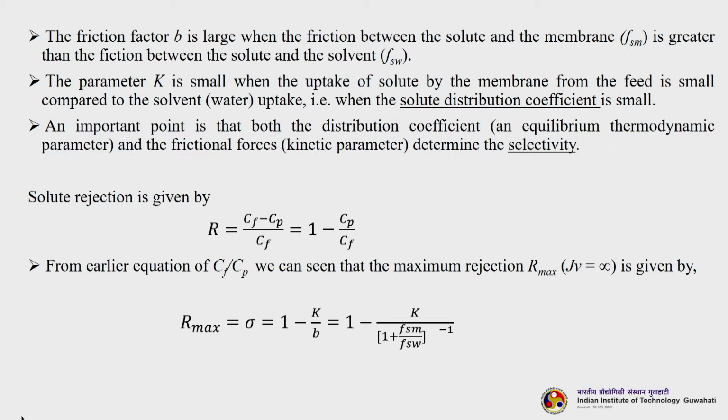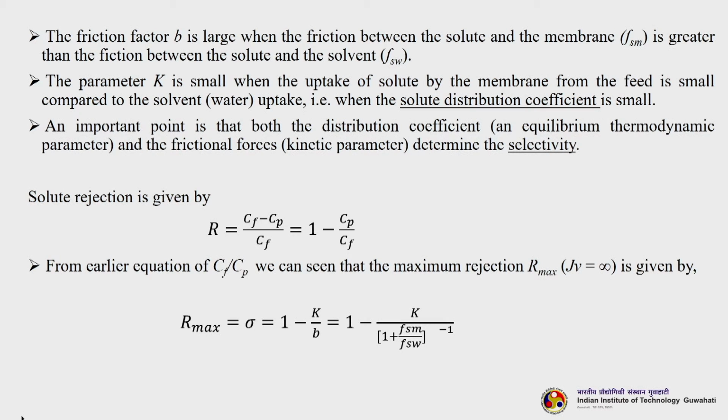The first one is the distribution coefficient, which is actually the equilibrium thermodynamic parameter, and the second one is the frictional forces, which arise due to the kinetic parameters. So, both these parameters determine the selectivity. Now, solute rejection can be expressed in terms of Cf minus Cp by Cf, or 1 minus Cp by Cf, the concentration of permeate and concentration of feed.